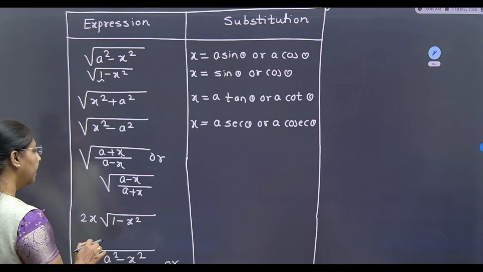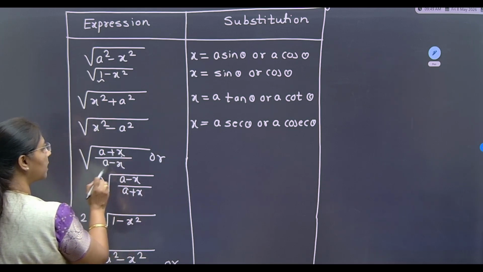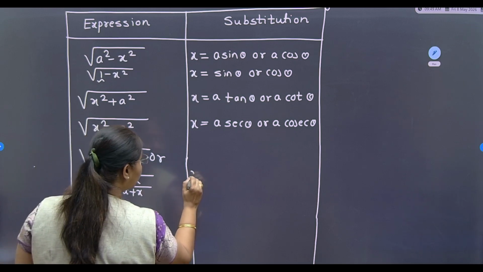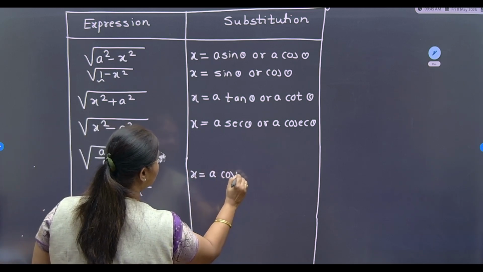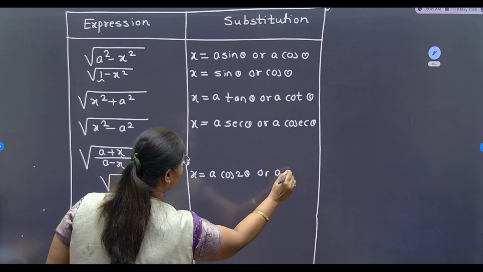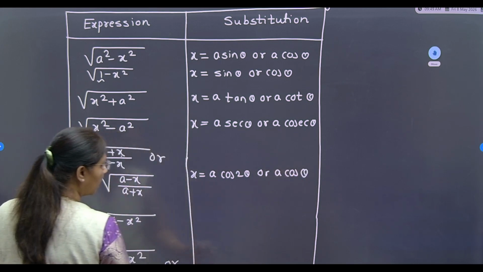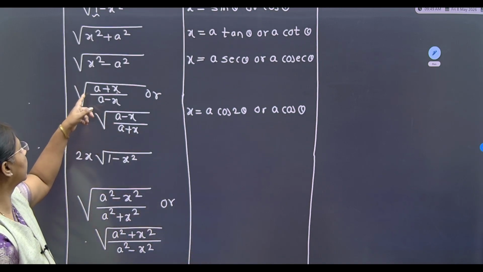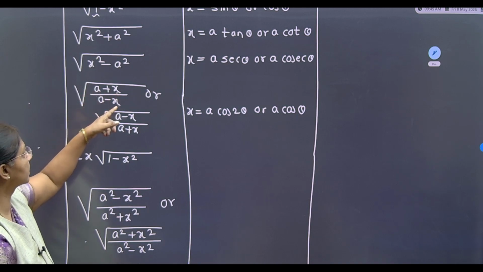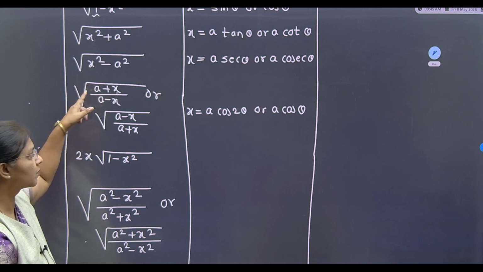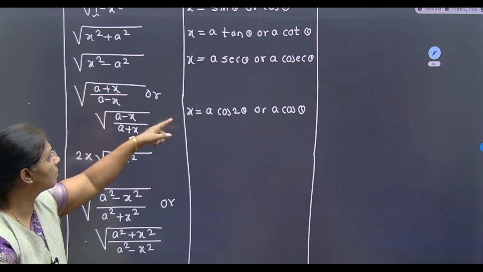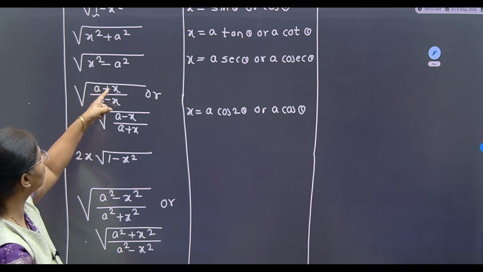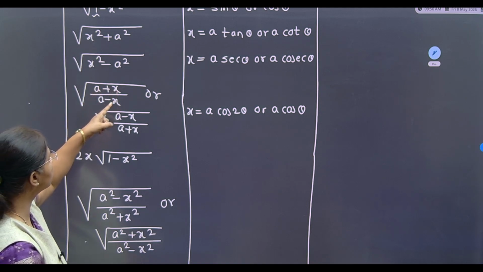Next, under root of (a plus x) upon (a minus x), or under root of (a minus x) upon (a plus x), put x equals a cos 2 theta or a cos theta. For example, under root of (a plus x) upon (a minus x). Suppose a equals 1, then put x equals cos 2 theta only. Therefore, here we get 1 plus cos 2 theta upon 1 minus cos 2 theta.